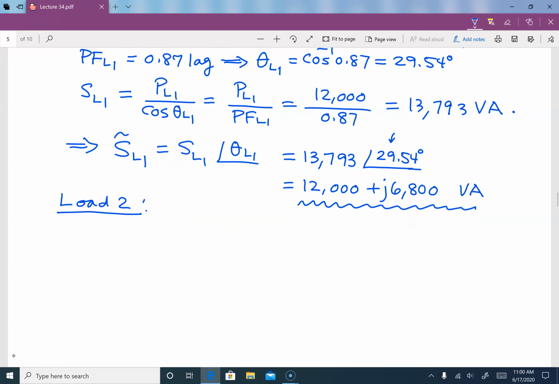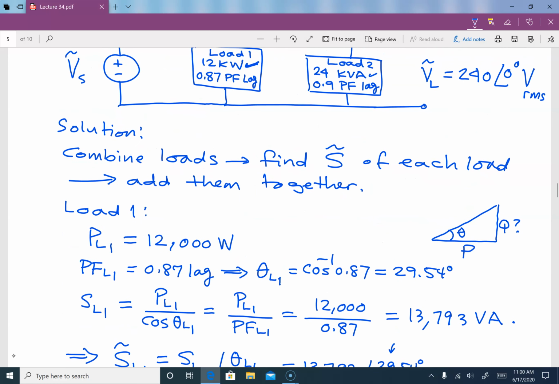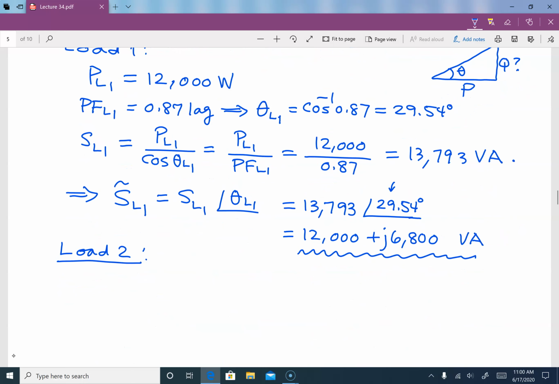For load 2, if you look at the given value here, as we said, that is in kilovolt ampere. That means this is the apparent power. So the apparent power of load 2 is given as 24,000 volt ampere.